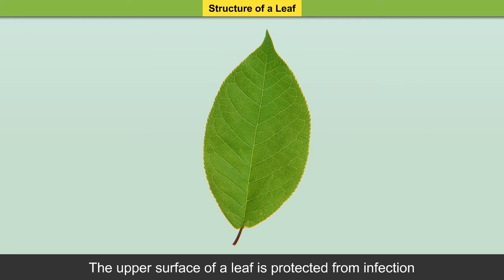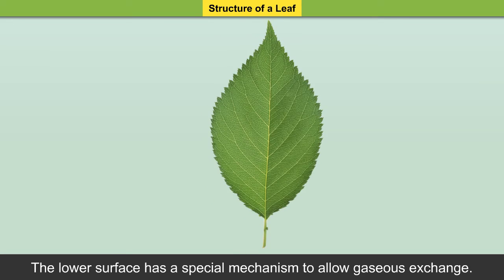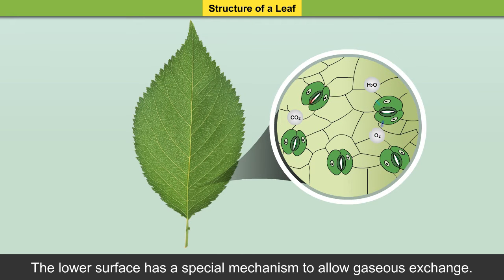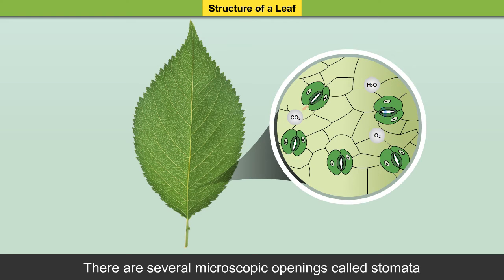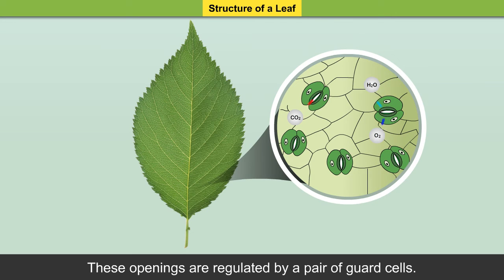The upper surface of a leaf is protected from infection and water loss by a thin waxy layer called cuticle. The lower surface has a special mechanism to allow gaseous exchange. There are several microscopic openings called stomata, which allow carbon dioxide and oxygen gas to pass through. These openings are regulated by a pair of guard cells.